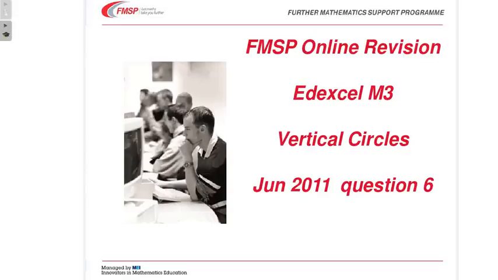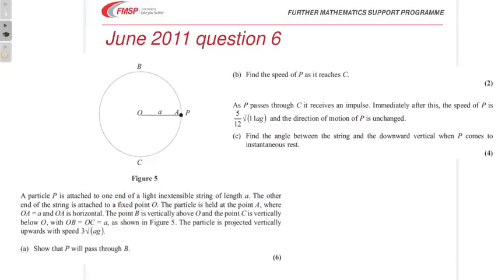Edexcel M3 June 2011, question 6. This one's on vertical circular motion, and it's one of the old favourites: motion in a vertical circle of a particle attached to a string. As usual, you need to take some time to read the question, so pause the video and carry on when you're ready.